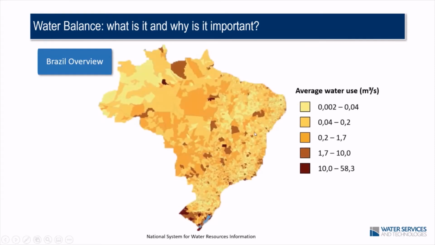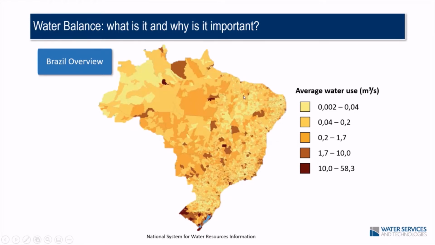And if we look here at the average water use in Brazil, you can see here that the most dark colors here represent the biggest water use value. So you can see here in the south of Brazil that we have the biggest values. This is for irrigation. We have a lot of irrigation here in the south of Brazil. We don't have a lot of water use here on the northeast of Brazil.